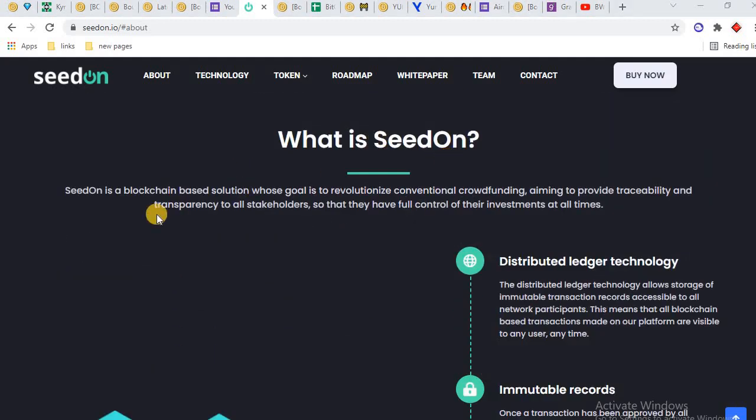What is SeedOn? SeedOn is a blockchain-based solution whose goal is to revolutionize controversial crowdfunding, aiming to provide traceability and transparency to all stakeholders so that they have full control of their investment at all times. Distributed ledger technology allows us storage of immutable transaction records accessible to all network participants. This means that all blockchain-based transactions made on the platform are visible to any user anytime.